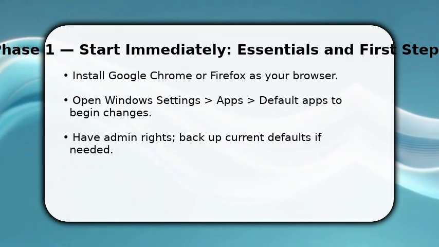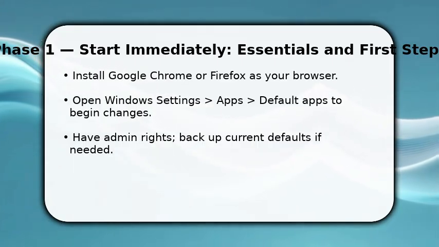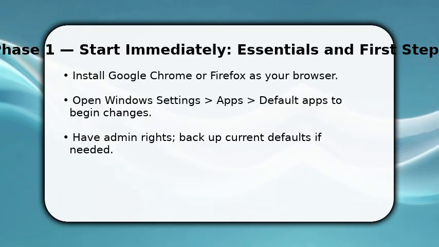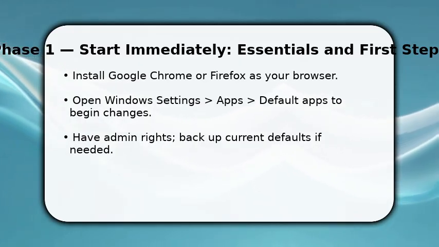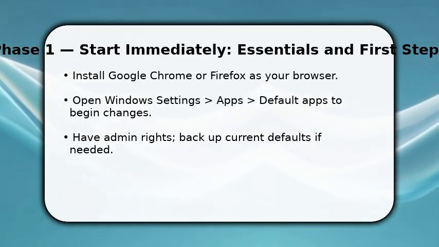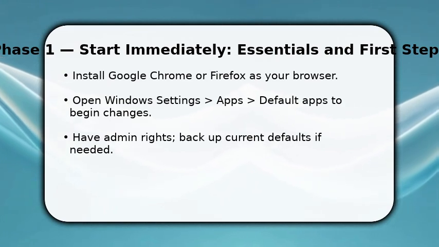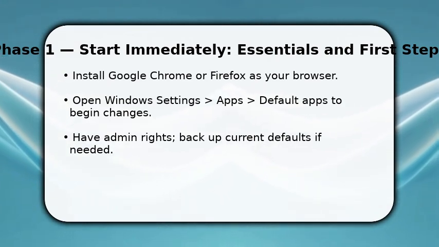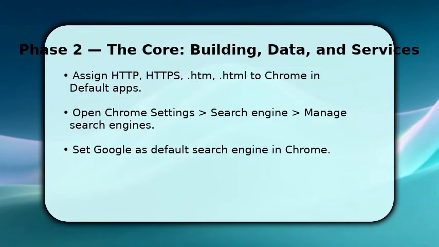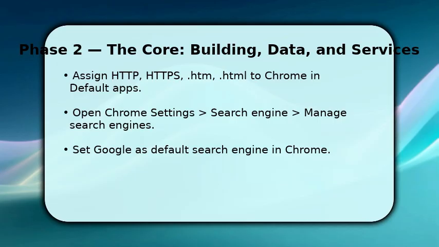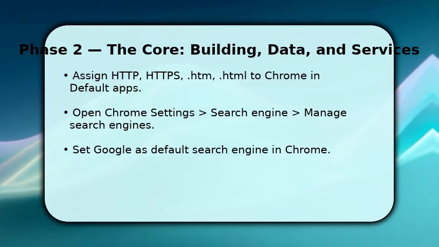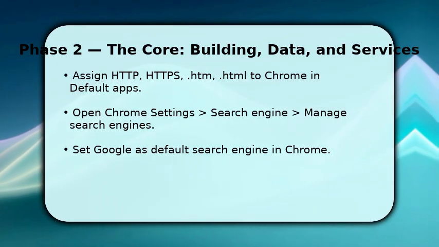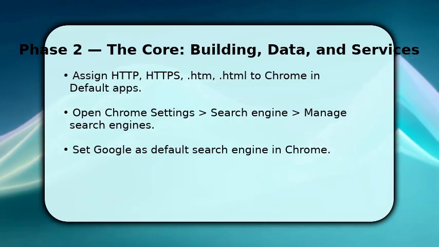First, assign Chrome to handle HTTP and HTTPS, HTML and HTML. This step routes links away from Microsoft Edge. Make sure to pause after each assignment so Windows saves the change before you continue. Now in Default Apps, select Chrome and change the defaults for HTTP, HTTPS, HTML and HTML to Chrome. This ensures web links open in your chosen browser.